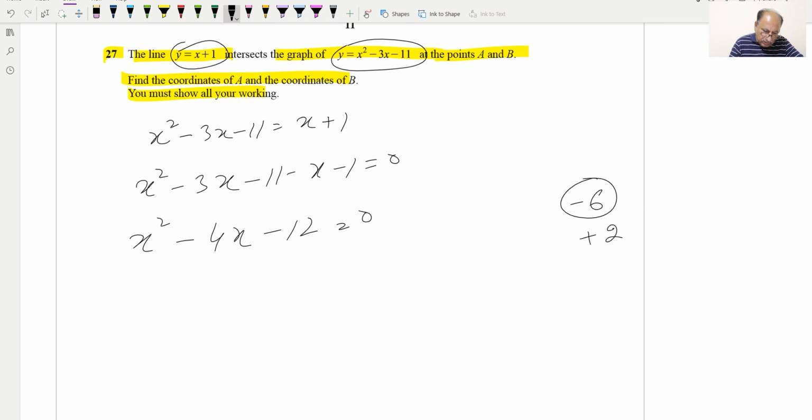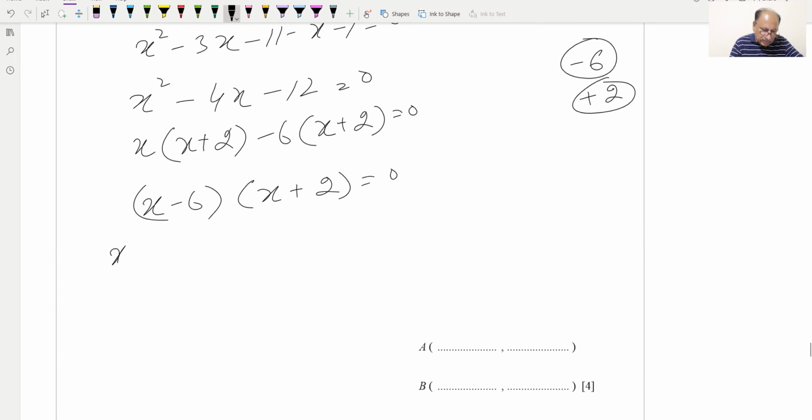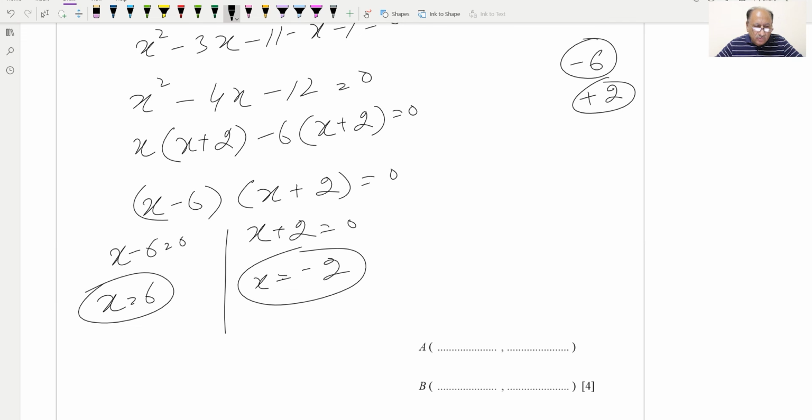Changing the signs, we can write x minus 6 and x plus 2 is equal to 0. As an intermediate step we can write x multiplied by x plus 2 and minus 6 times x plus 2 is equal to 0. This will be the complete working, and now further we can write x minus 6 is equal to 0 or x plus 2 is equal to 0. So x is equal to 6 and x is equal to minus 2. Now we got the x values.